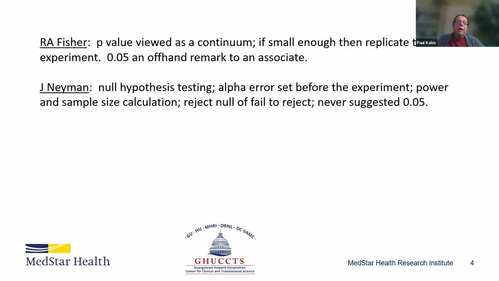And for Neyman, his idea was that you set the alpha error before you do the experiment, and then do a power and sample size calculation, and then your decision is either reject or fail to reject the null hypothesis that there is no difference. He never indicated that 0.05 was sort of like a magic number, or any number for that matter.